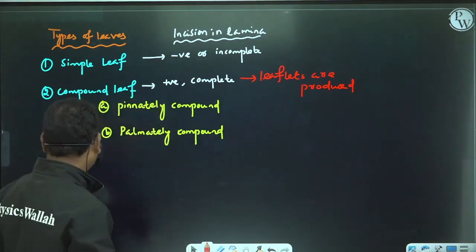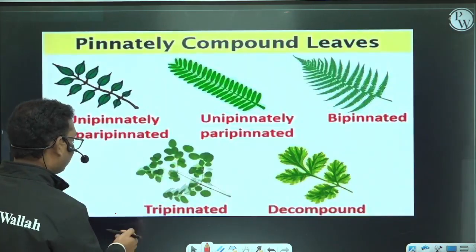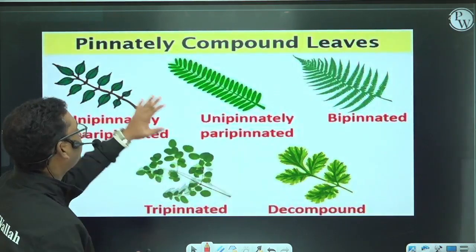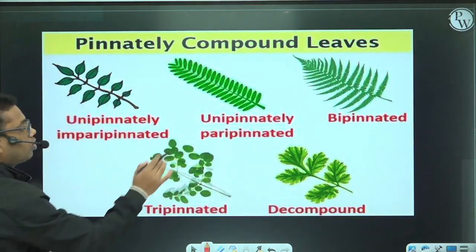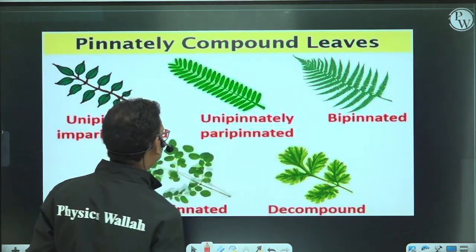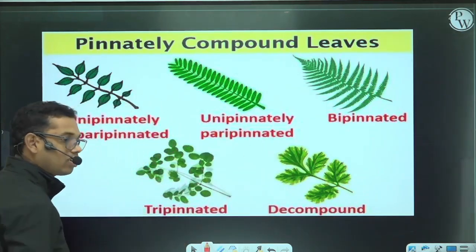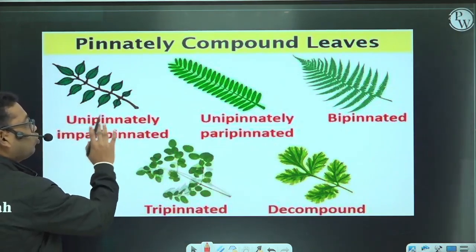Okay, so this is one difference. Let me give you some examples so you can clearly see in this diagram. These are the pinnately compound leaves. This is unipinnate. These are unipinnately compound leaves. This is a bipinnate compound leaf. This is tripinnate, and this is decompound. So how do I classify these leaves as unipinnate, bipinnate?